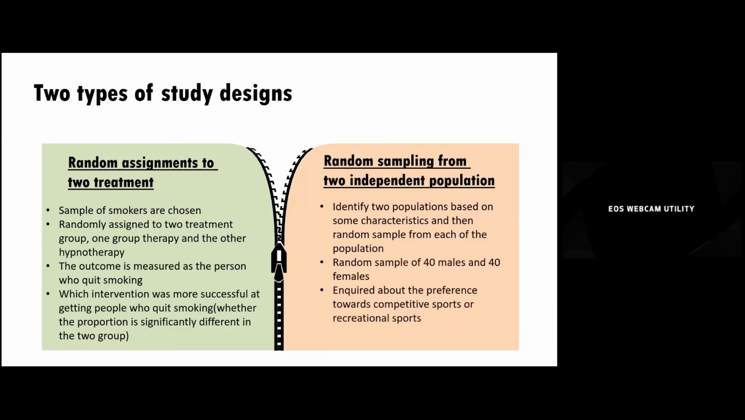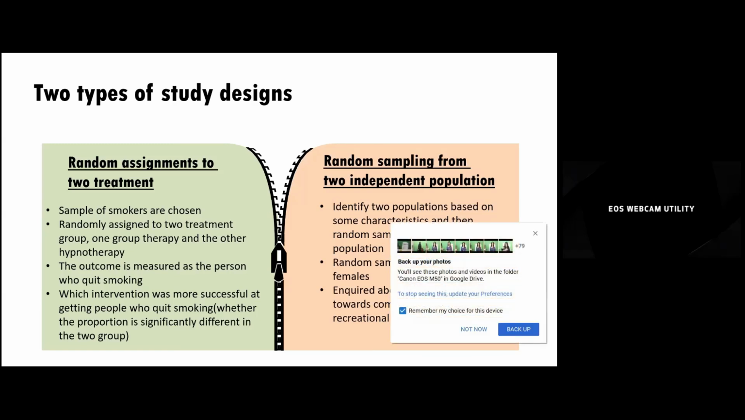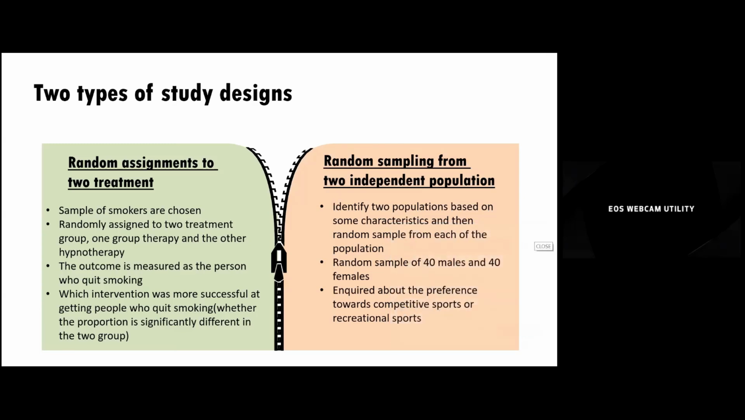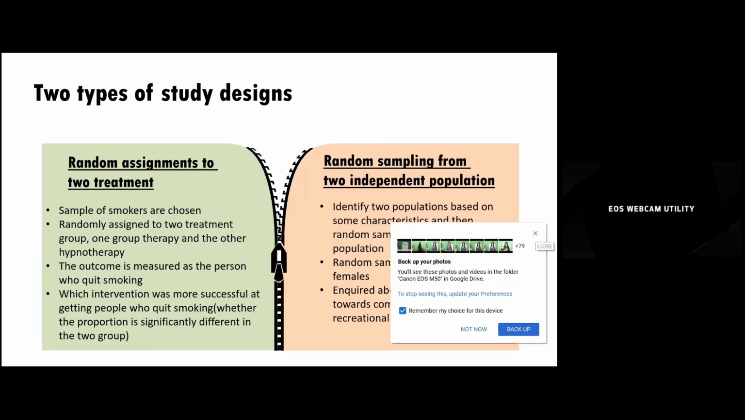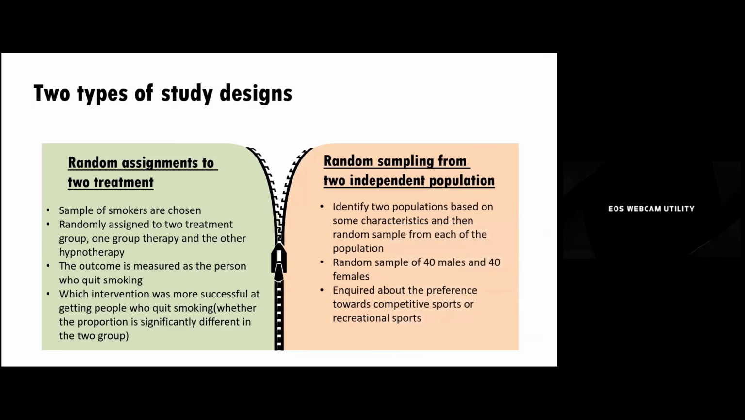Like again, sample 40 males and 40 females, and you can inquire about their sports preference, whether they like competitive sports or recreational sports. So basically there are two types of study design where it is common. The first is if we are randomly assigning 100 individuals to two groups, and then measuring the outcome as a percentage, then we can apply the chi-square test of homogeneity. Or we choose a fixed number of people from a population and we want to see the outcome of anything.